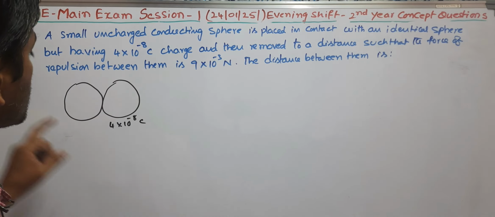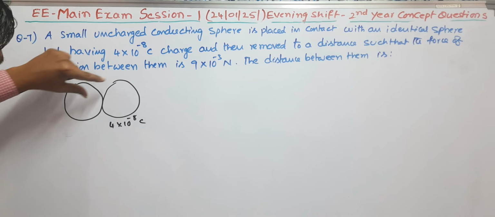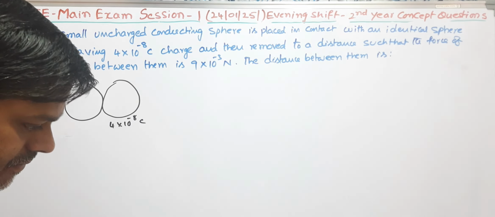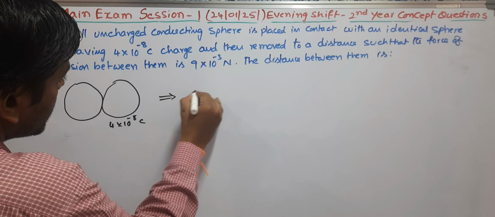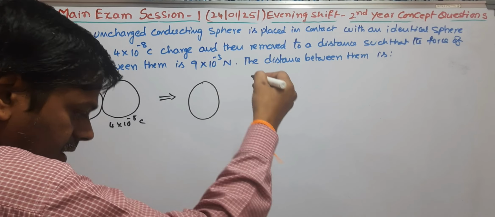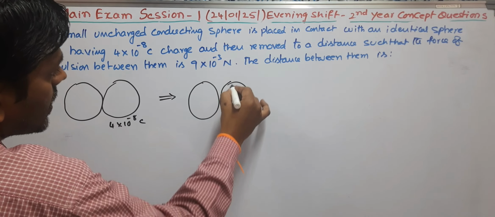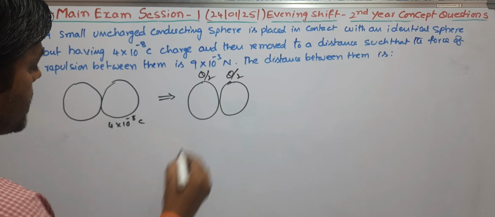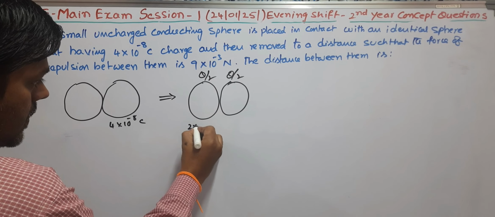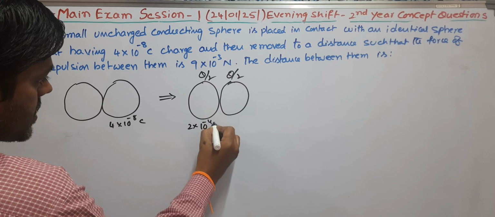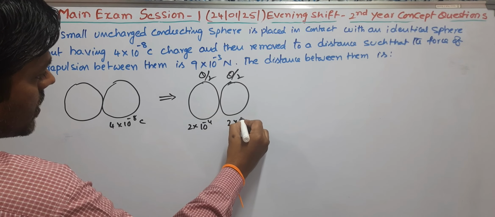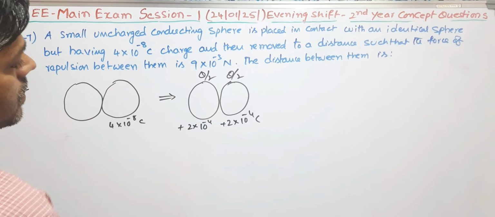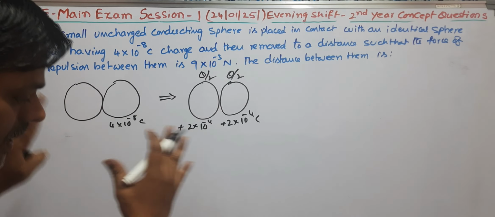Okay, and then removed. Whenever you contact a charged sphere to an uncharged sphere, the charge is distributed equally. That means each shares the charge, Q by 2 and Q by 2. The charge on the first sphere is 2 into 10 power minus 4 coulomb and the charge on the other is also 2 into 10 power minus 4 coulomb, of the same kind. So both repel each other.